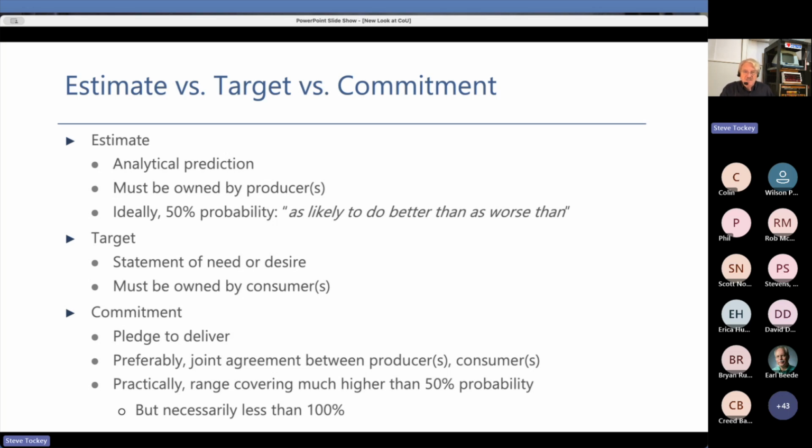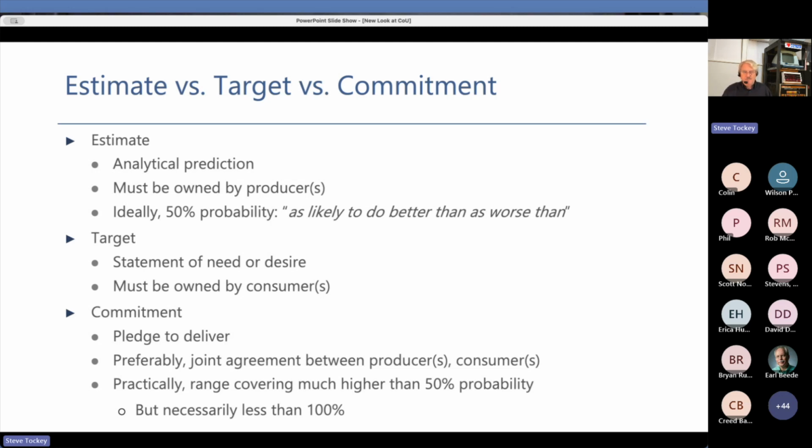The target is a statement of need. It's a statement of desire. It's what the consumer wants it to take. Okay. I need to get to the airport. Hey, Steve, I need you to drive me to the airport in time for, I don't know, a 3 p.m. flight, whatever. But that target, what they want, is owned by them. We cannot tell them what their target is. They can't tell us what our estimate is. We can't tell them what the target is.